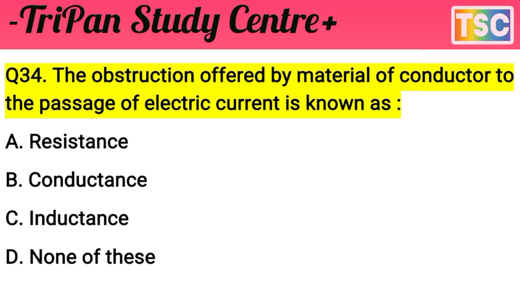The obstruction offered by the material of a conductor to the passage of electric current is known as resistance. This A option is correct. Resistance is the obstruction of the material of a conductor. A option is correct for this question. That's important. And let's see the next question.